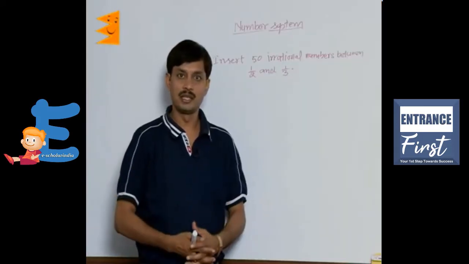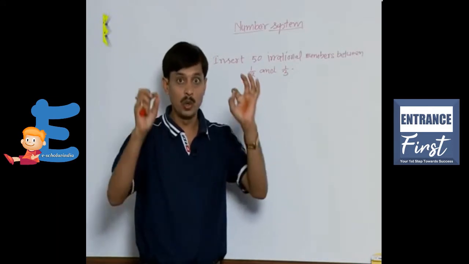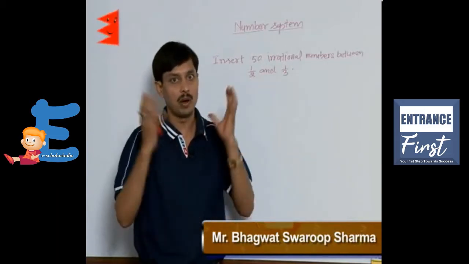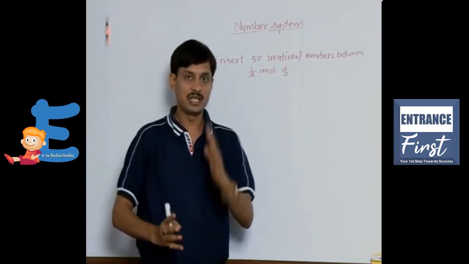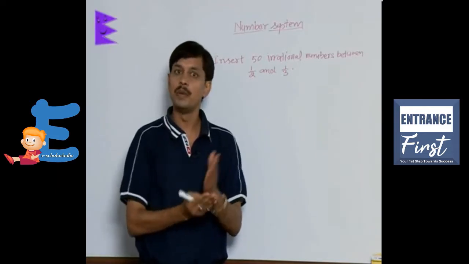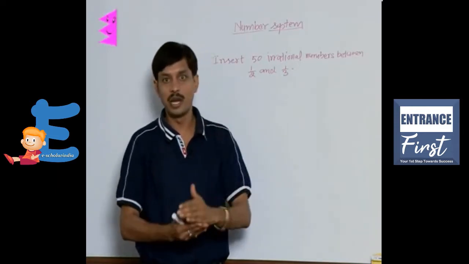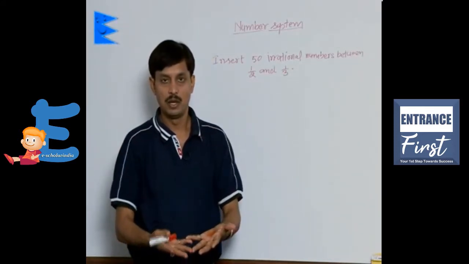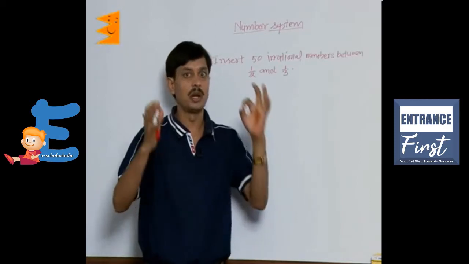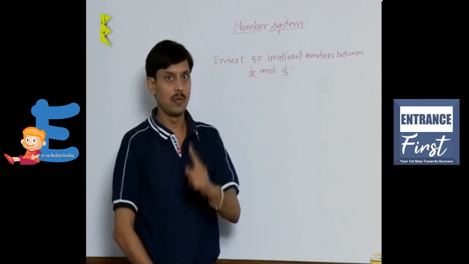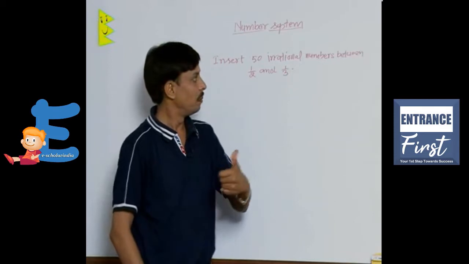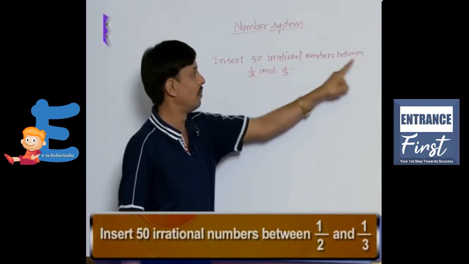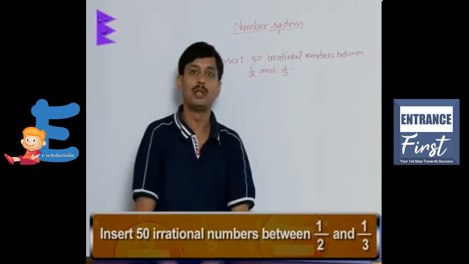Now I am taking an example where, between two rational numbers, we insert a given number of irrational numbers. Rationals are those which are in the form of p by q. Rationals are of two types, either terminating or non-terminating but repeating. Irrationals are those which are non-terminating, non-repeating. So to make it clear, be with me to see this example. Insert 50 irrational numbers between 1 by 2 and 1 by 3.